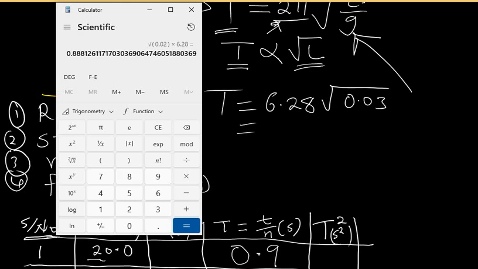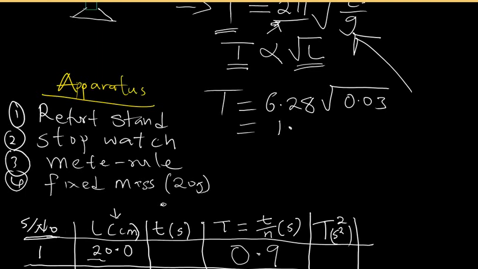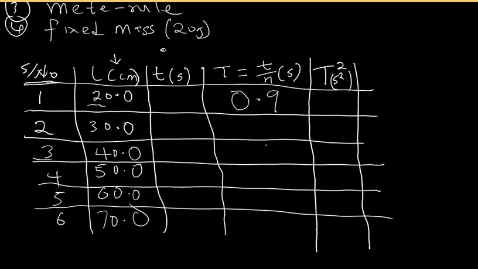All right, so I have 6.28. Let me do the square root first: square root of 0.03, then multiply by 6.28. So 1.1 approximately.